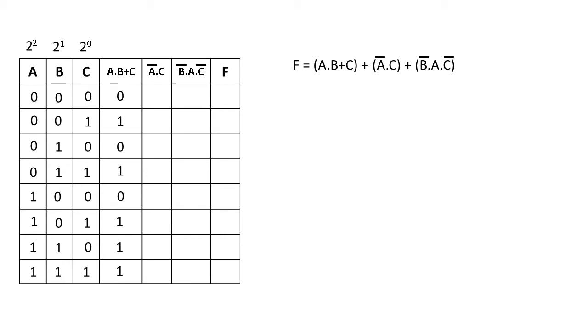So let us fill up this column. A naught c. A naught means the complement. So a is 0, and the complement of 0 will be 1.